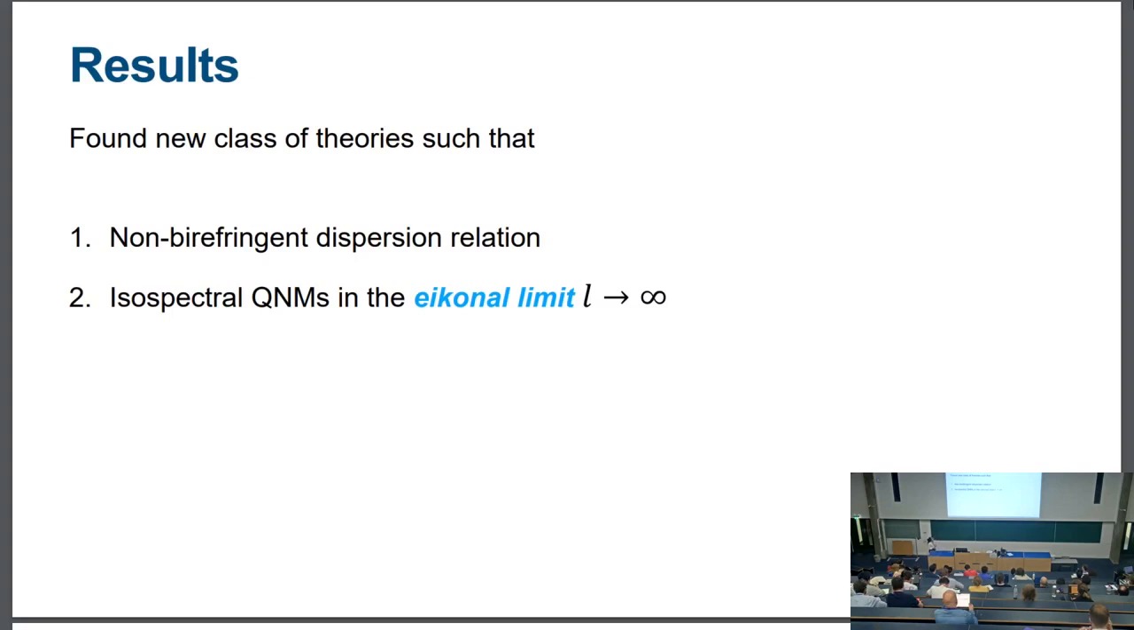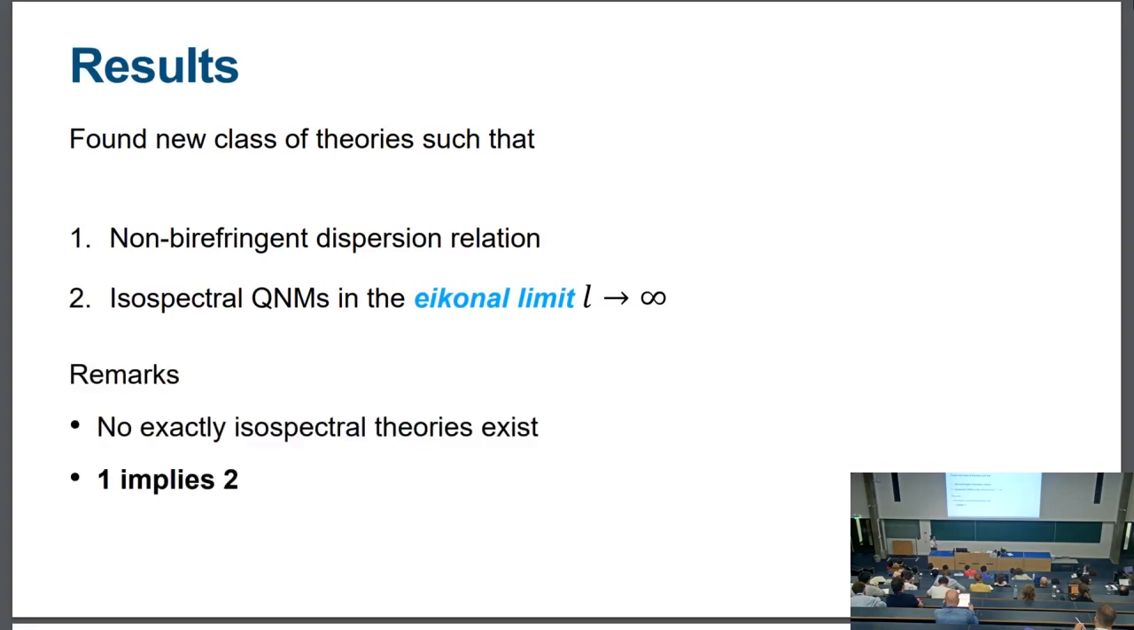The dispersion relation is non-birefringent. And moreover, if you compute the quasi-normal modes in the eikonal limit, so your L, M, and N are the quantum numbers, and if you take L to infinity, this is the eikonal limit, the quasi-normal modes in this case are isospectral. So two caveats or two remarks I want to make. If you don't take L to infinity, you do not have an isospectral theory. So this is a property of the large L limit. And then 1 really implies 2, because when you compute the dispersion relation, you assume large angular momentum, which is like taking L to infinity. So really 1 implies 2.